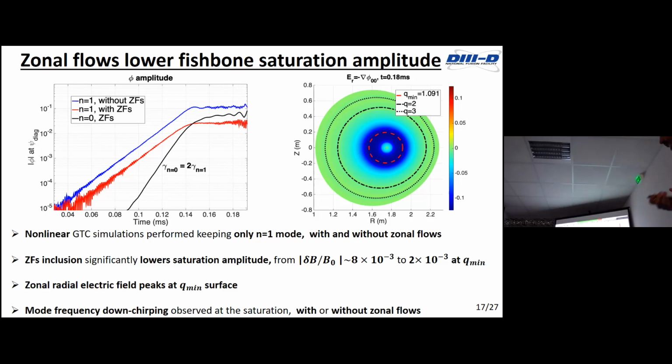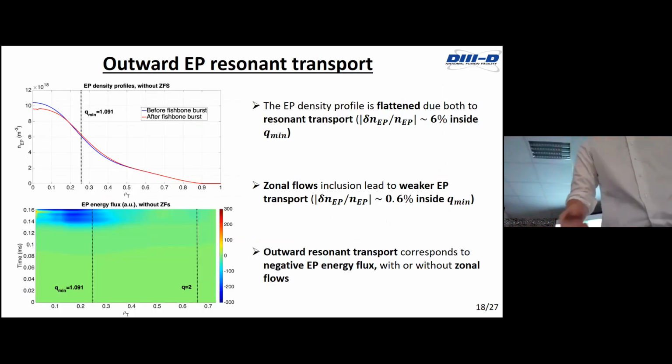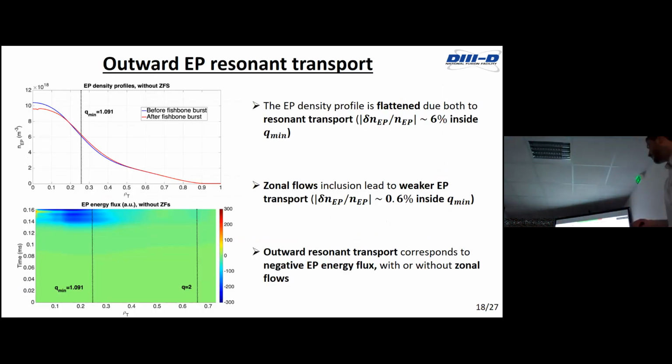So now you may wonder, what is causing the mode to saturate? What causes this saturation is obviously the transport of fast particles. Here I'm showing the result of the simulation without zonal flow. In blue you have the density profile of fast particles before the fishbone burst, and in red after the fishbone burst. So you can see that you lose inside the q equal 1 volume about 6% of the particles, which are redistributed outside q equal 1.